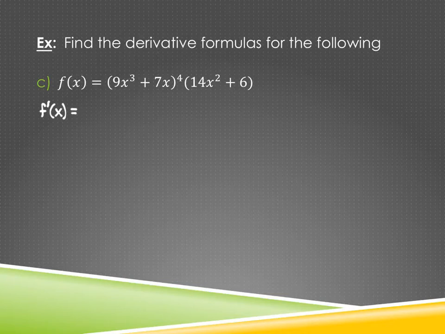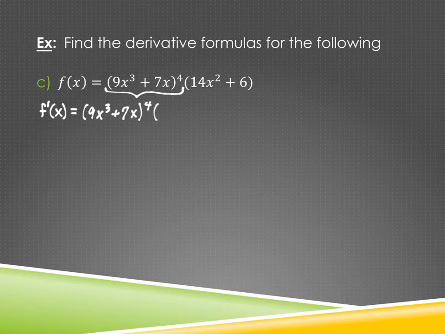So this piece right here, when I go to take its derivative, I'm going to have to use the chain rule. Not only is that going to make the process a little bit more difficult, it's also going to make the answer look longer because there's going to be more components. Okay, that doesn't hinder how we start though. We start the exact same way. We rewrite the first piece, 9x cubed plus 7x to the fourth. That part's the same. And then I need the derivative of 14x squared plus 6.